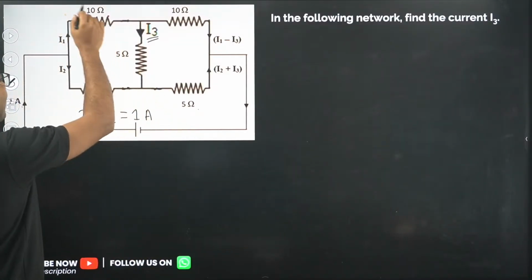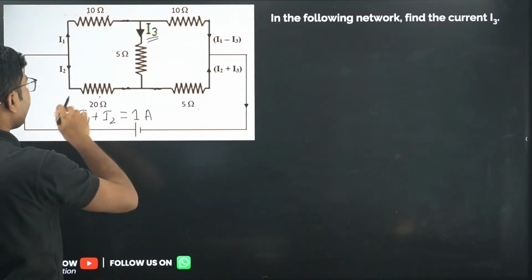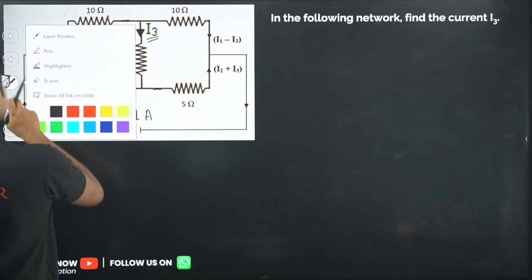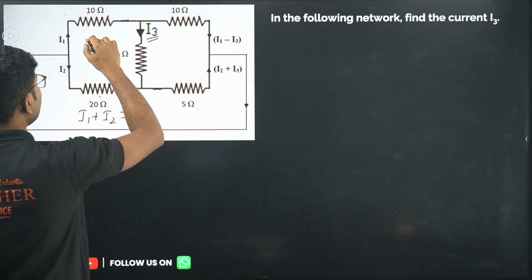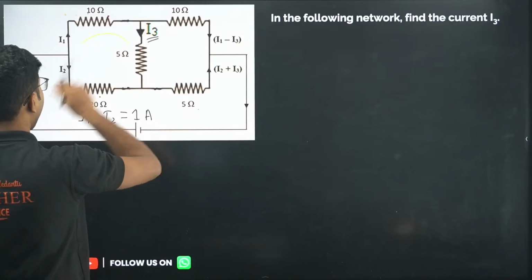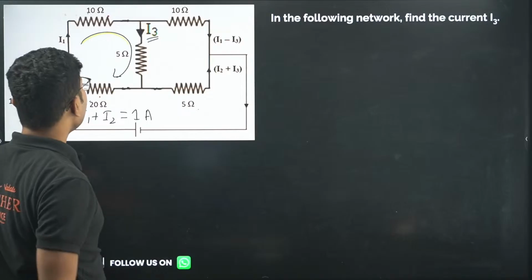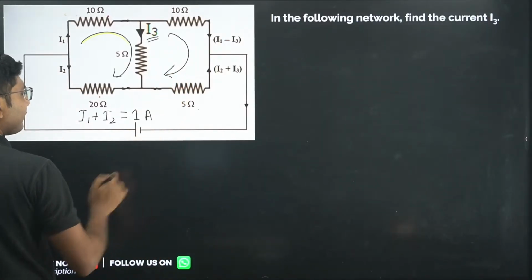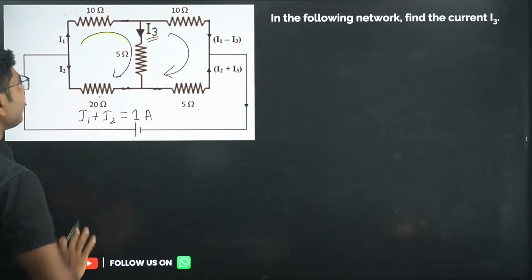So this is the last question of the day. We have a 10 ohm resistance here, a 10 ohm resistance over here, a 5 ohm resistance over here. Current I1 plus I2 equals 1 is given. First we will take this loop, and this loop. Because the total current is given and the voltage value is not given, we do not need any other loops.